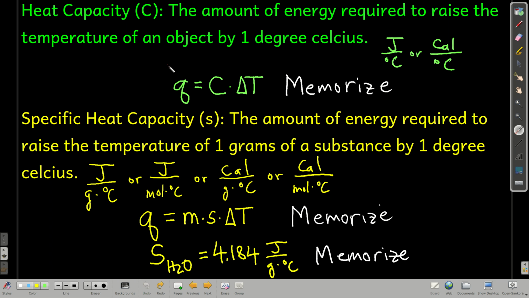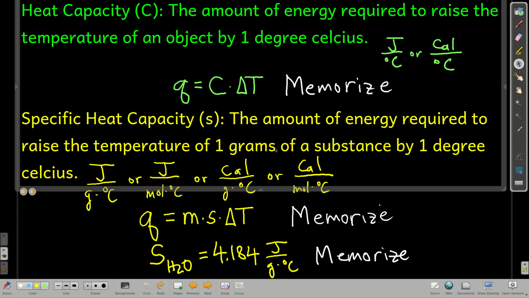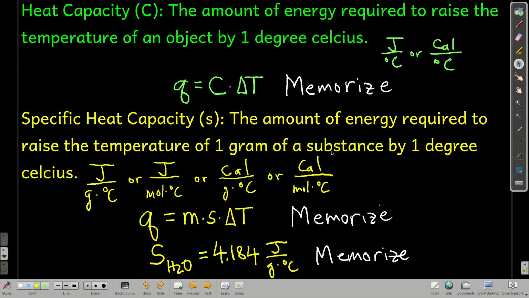The thing about that is that we like to know these numbers, these heat capacities, but we'd have to have a table, infinitely long to put every object in there. On the other hand, specific heat capacity, symbol lowercase s, that's something that we can tabulate because that's defined as how much energy it takes to raise the temperature of 1 gram of a substance by 1 degree Celsius.